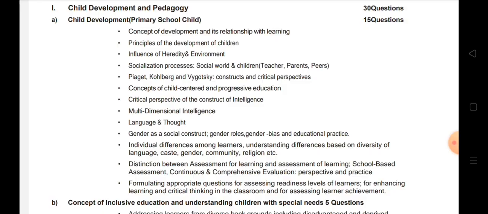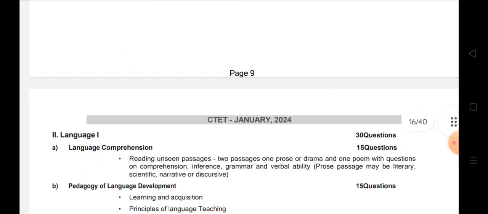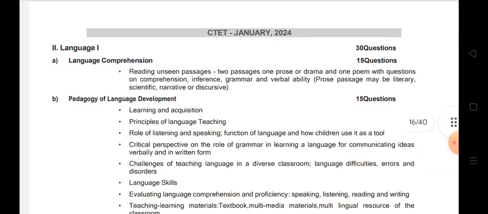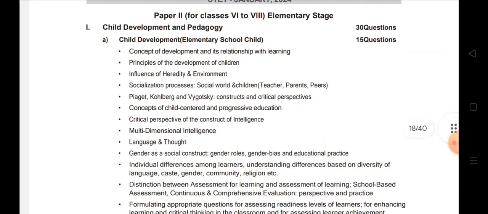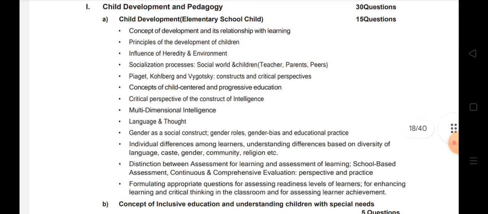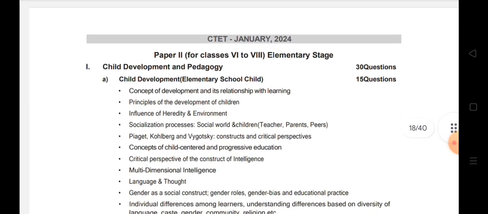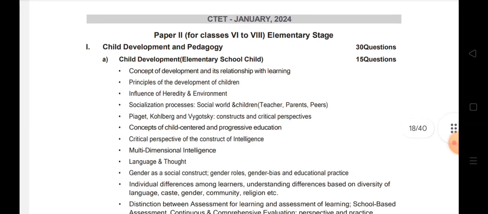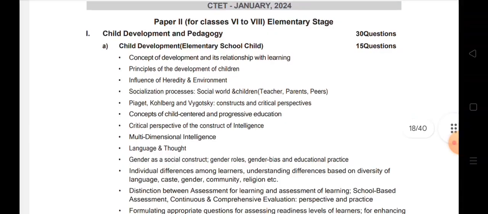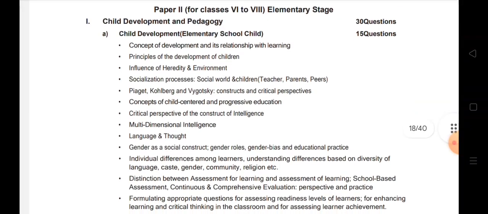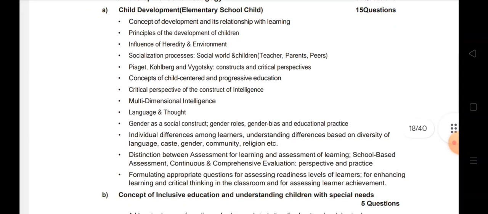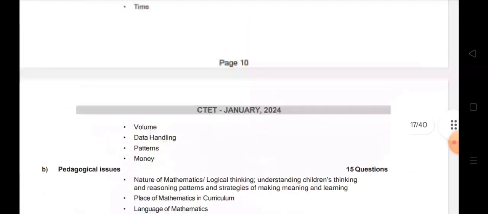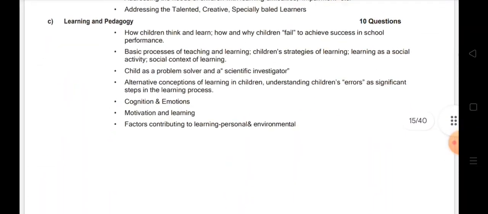One thing I would like to tell you is that the syllabus is quite similar. Let me just see where. This is the syllabus for language. Let's go down and see. Now look here, this is for paper 2, which means for classes 6 to 8. You see the concept of development and its relationship with learning, principles of development of learning, influence of heredity and environment, socialization, everything is exactly the same. This is paper 2 and up here is paper 1, and it is exactly the same.